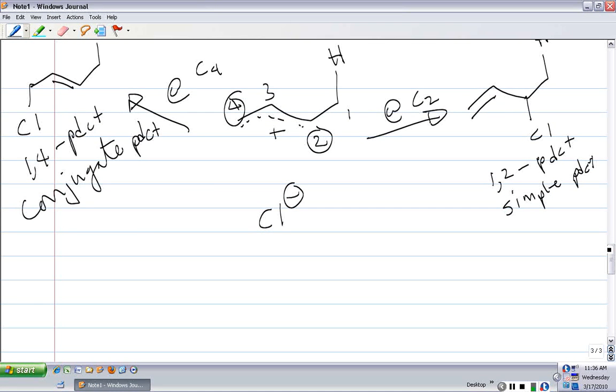Well, here comes the question. Which one do I get? And we already answered that, we get them both. But which one do I get more of? Do I get more of the 1,2 product? Do I get more of the 1,4 product? And can I adjust my reaction conditions to get a preponderance of, say, the 1,4? Can I adjust my reaction conditions to get a preponderance of the 1,2 product? Right? How can I manipulate my conditions to get more of one than the other?